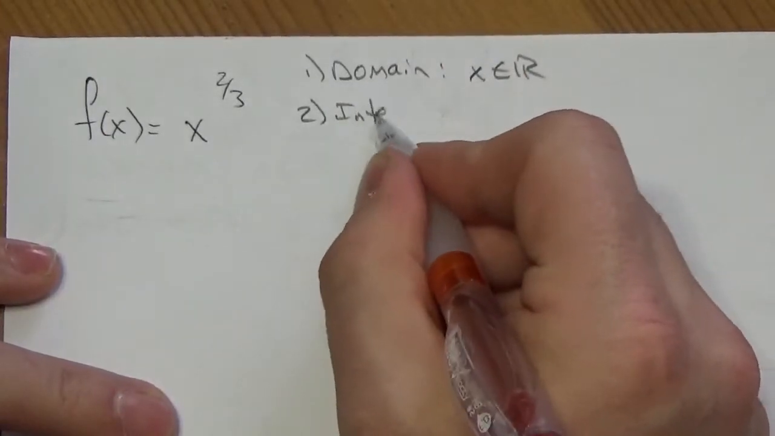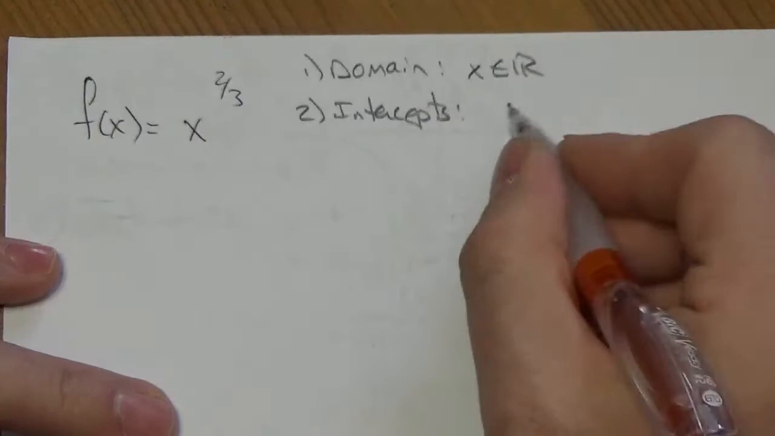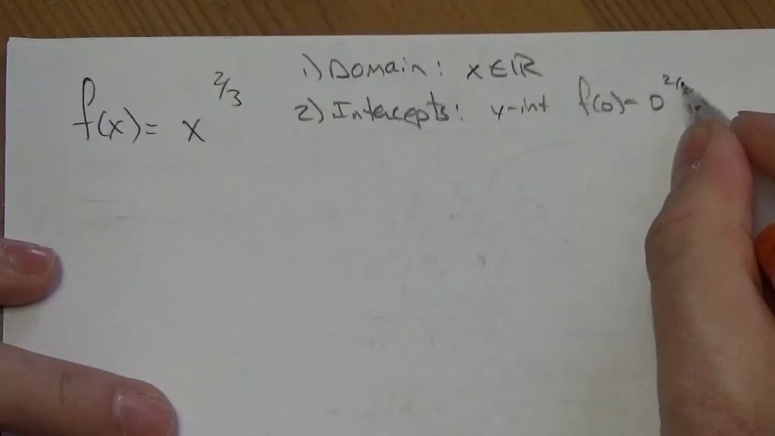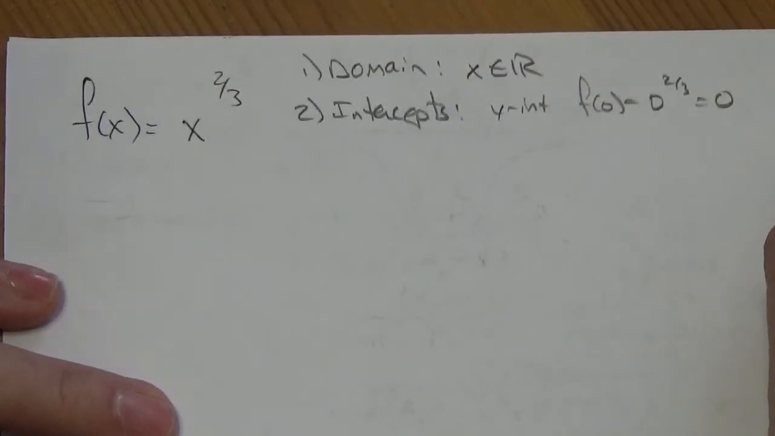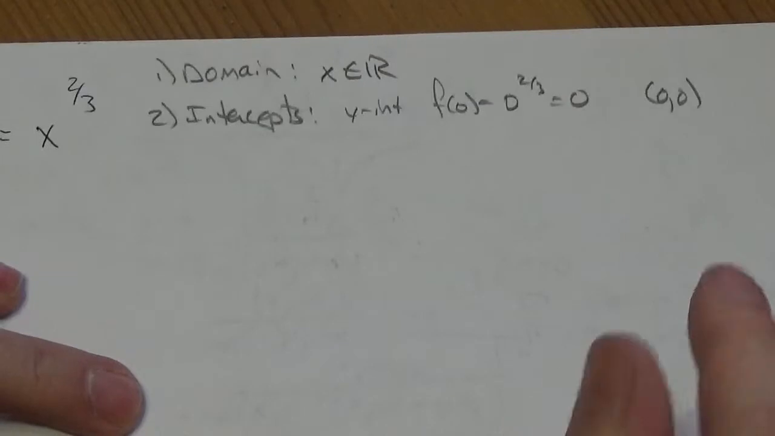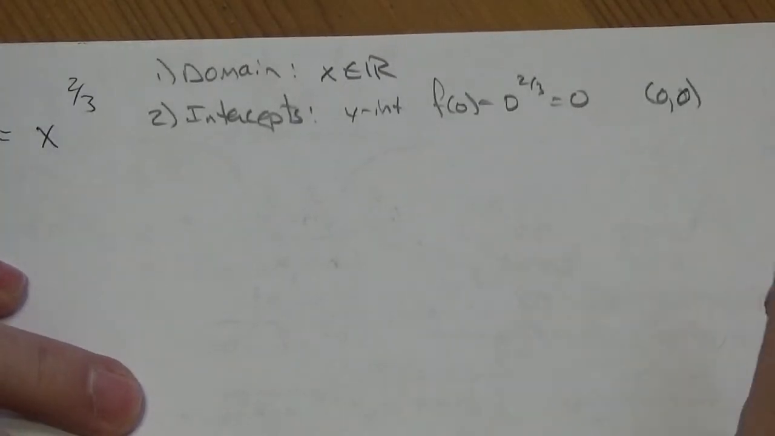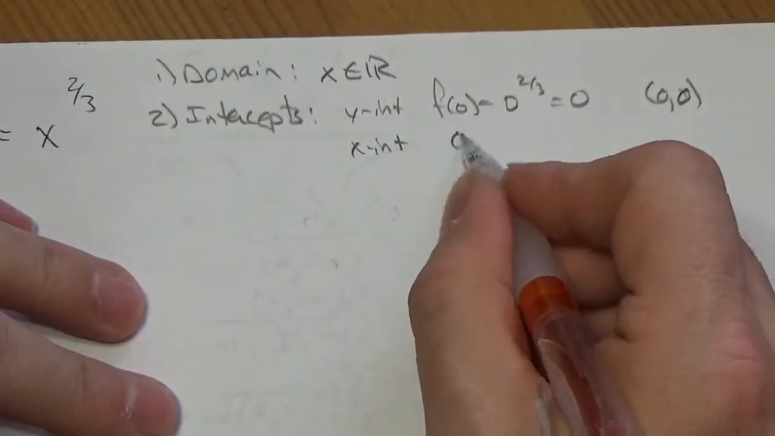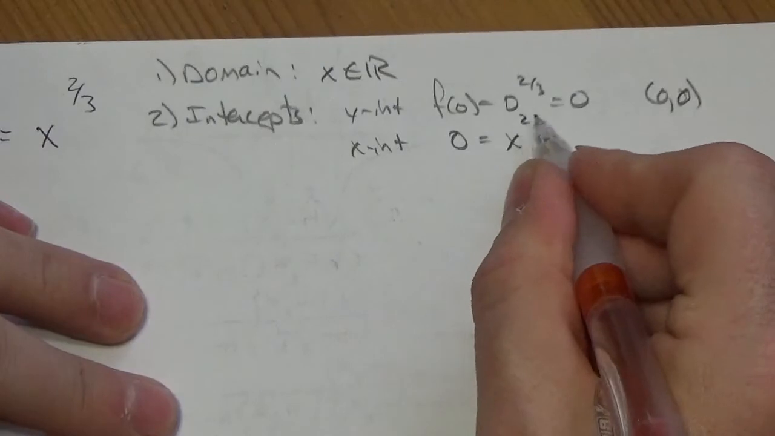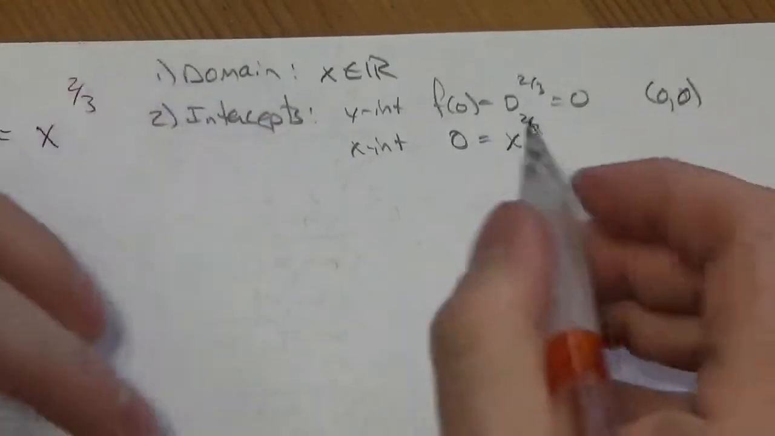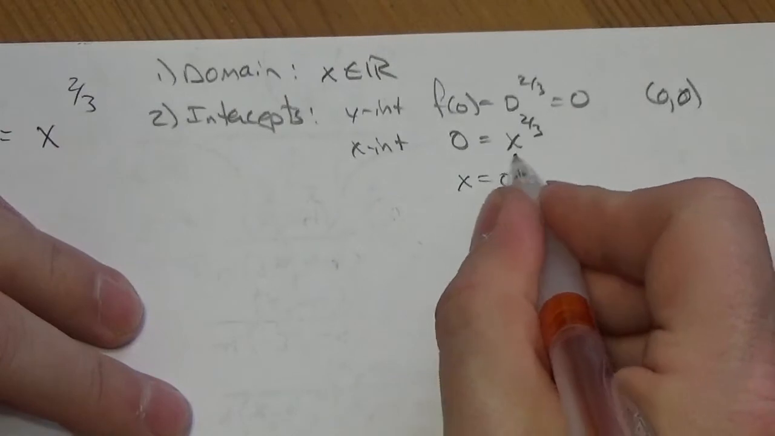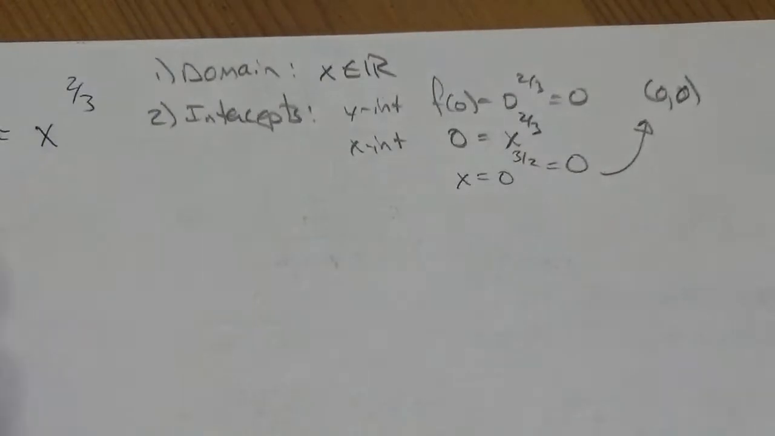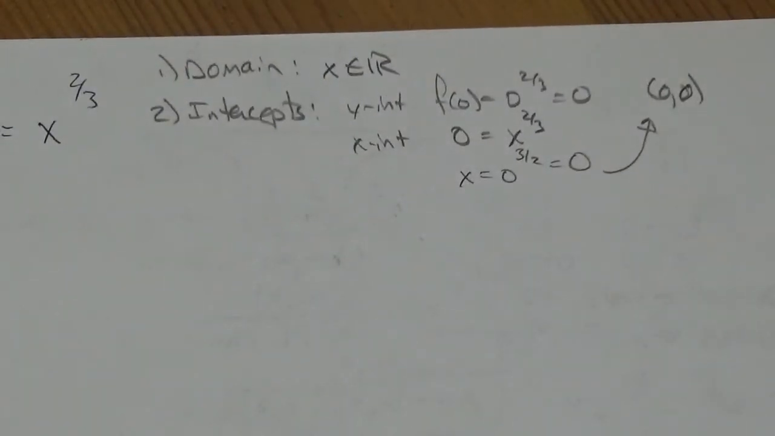2, let's take a look at the intercepts. Well, let's look at the y-intercept first because it's easy. Plug in a 0. 0 to the 2/3 is going to be 0. So I know that it's going through the origin, which actually answers my x-intercept as well. But let's just take a quick look. If I let y go to 0 here, x to the 2/3, I would take both sides to the 3/2. But again, 0 to the 3/2 is just 0, which takes me right back up to 0, 0 as my intercept.